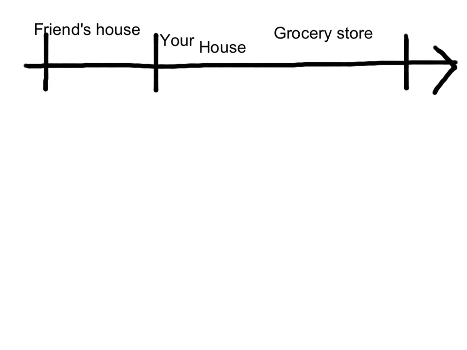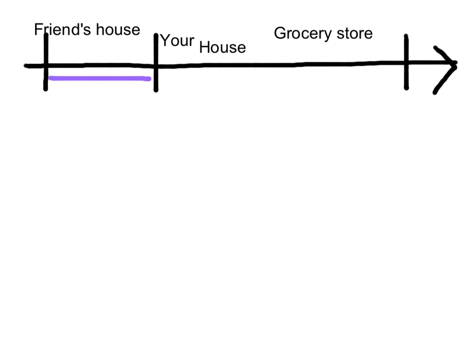Alright, in the example, there are 3 buildings: your friend's house, your house, and the grocery store. And first, the textbook talks about distance. In this example, it says, let's suppose we go to the grocery store from your house. Well, they also give us some distances.